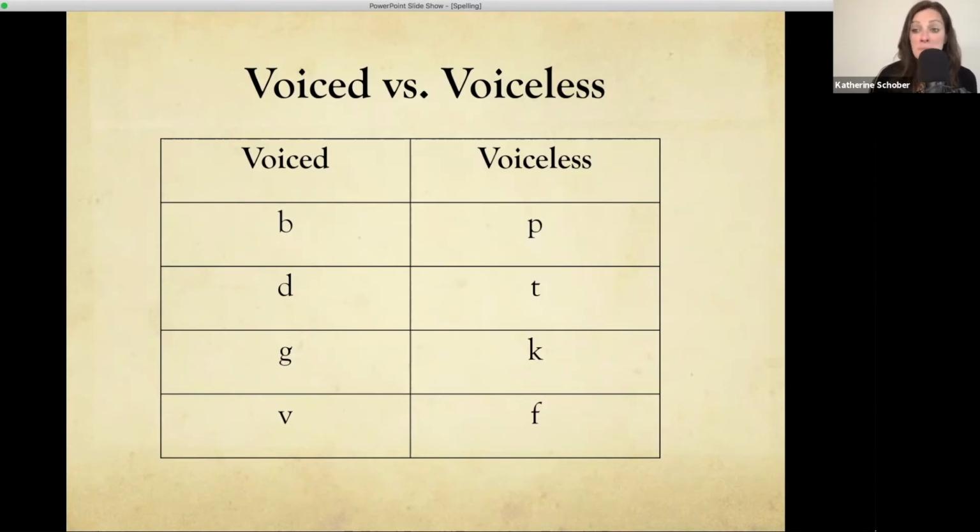So this is the most important slide in this entire slideshow. Take a screenshot of it, save it for your records, and make sure to look for the different letter pairs when you're researching your ancestor's last name.